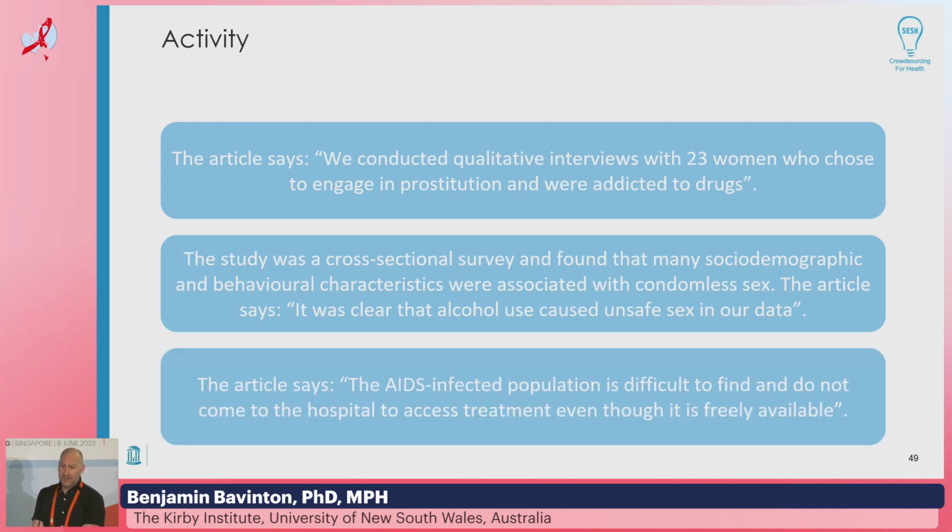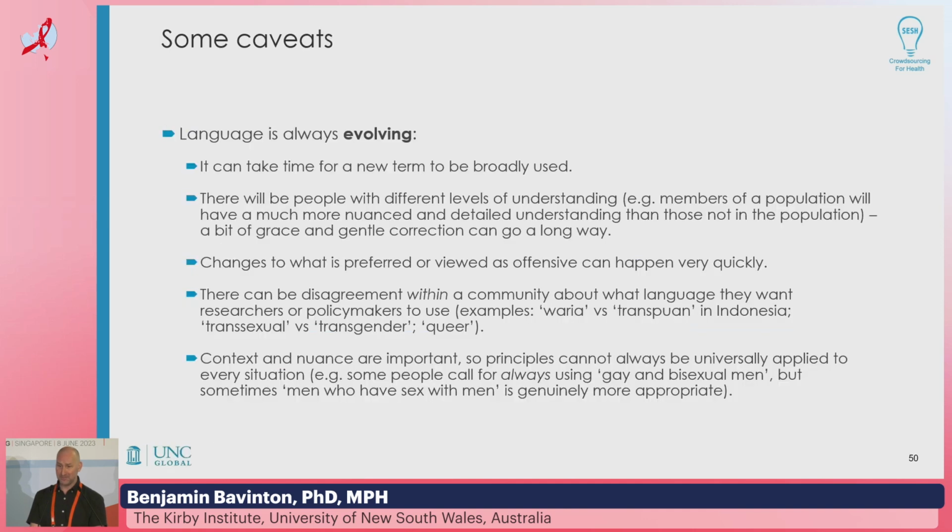And the last one here, the article says the AIDS-infected population is difficult to find and do not come to the hospital to access treatment even though it is freely available. So you can see here with this one, the researchers or the people working in the hospital are saying, why can't they just come to us? It's just easy. But clearly it's not. If you're using terms like AIDS infected, which is a completely outdated and inappropriate term, then maybe there's a reason why people aren't coming to your hospital.